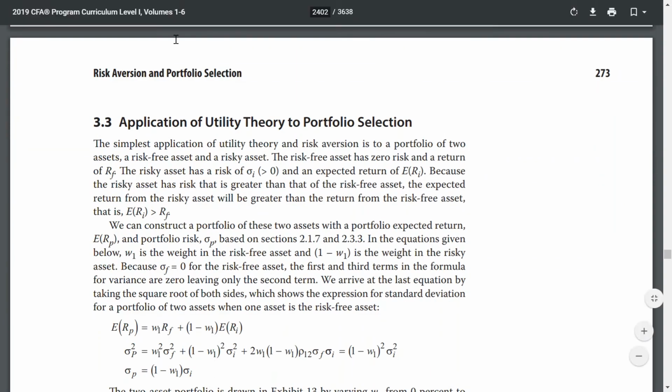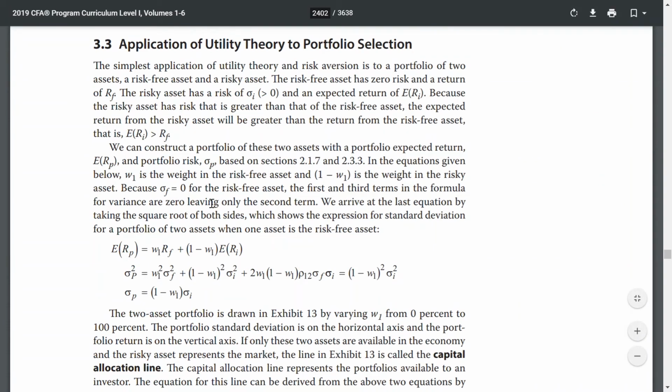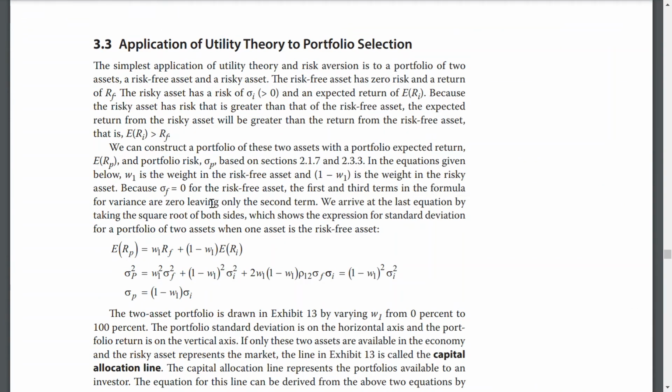Application of utility theory in portfolio selection. The simplest application of utility theory and risk aversion is to a portfolio of two assets, a risk-free asset and a risky asset. The risk-free asset has 0 risk and a return of RF. The risky asset has a risk of standard deviation I greater than 0 and an expected return of ERI.